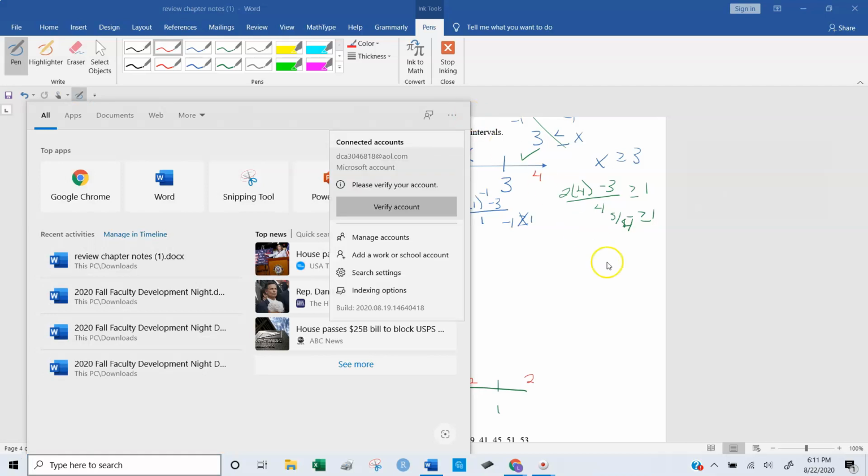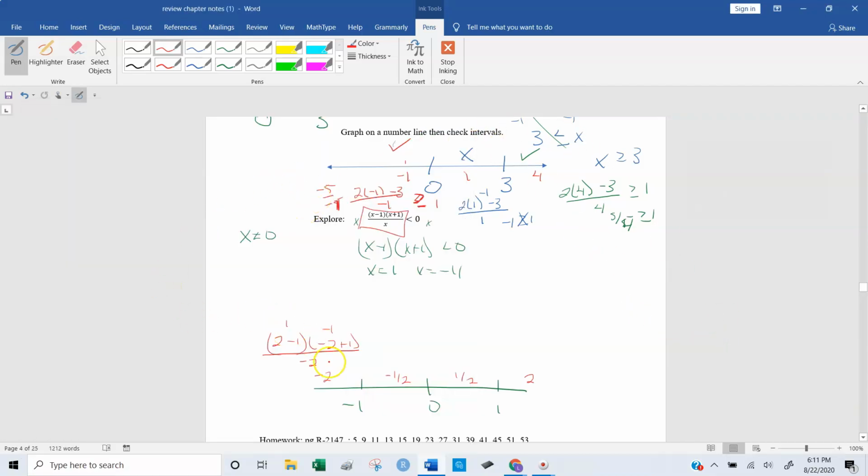Uh-oh. Please don't do this. Okay, there we go. So that does not work. All right, let's check the next one. Let's plug in a -1/2. So we're going to plug in a -1/2 minus 1, a -1/2 plus 1 all over a -1/2. So when we do this, this is a negative number. This is a positive number. A negative divided by a negative is a positive. So that does not work.